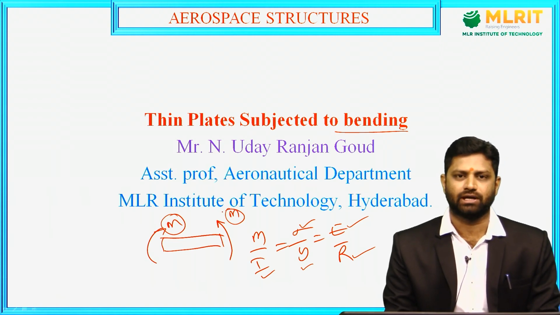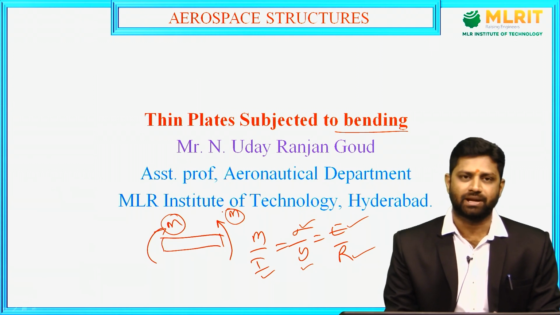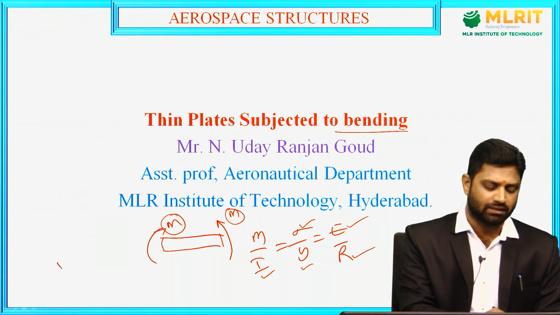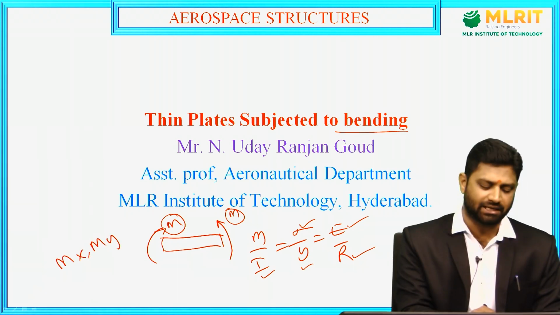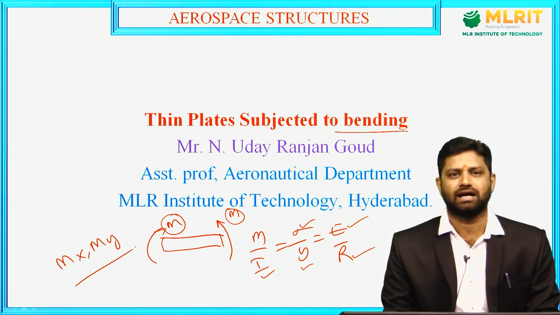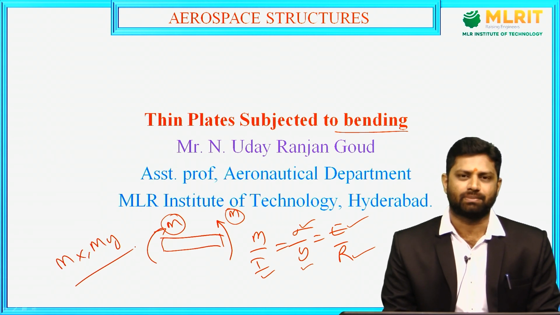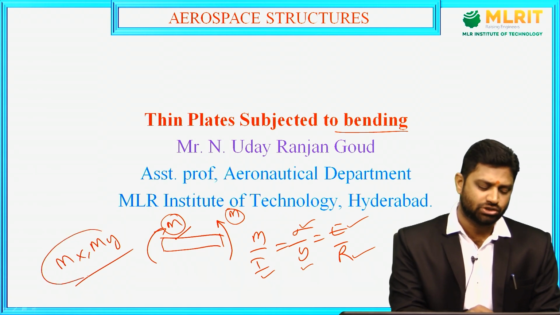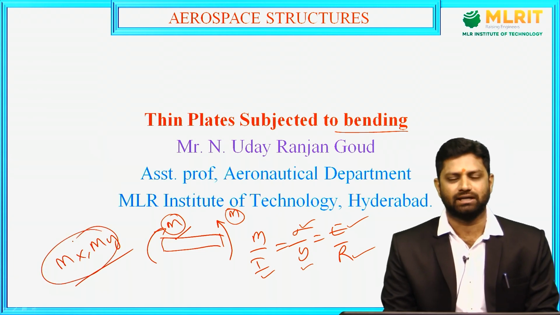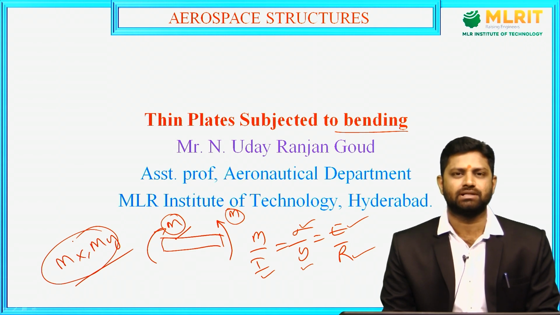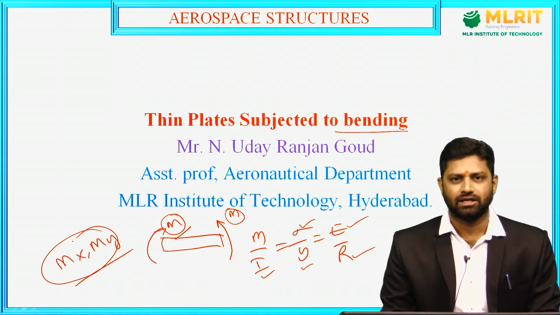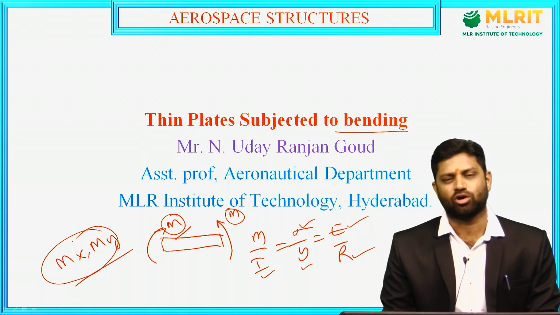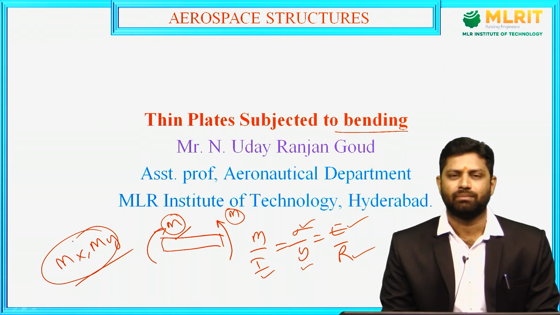So we derived that. Now here we just assumed equal moments applied on the ends of an element. Now we are going to extend our analysis further: since we are considering thin plates, instead of applying M, we now assume moments capital Mx and capital My. So Mx and My are called bending moments applied in the X plane and Y plane. Instead of using one moment, we are going to use two moments, Mx and My, in the analysis. Because of these moments applied on the thin plate, we will see how the thin plate behaves, and try to derive the relationship for bending of plates.